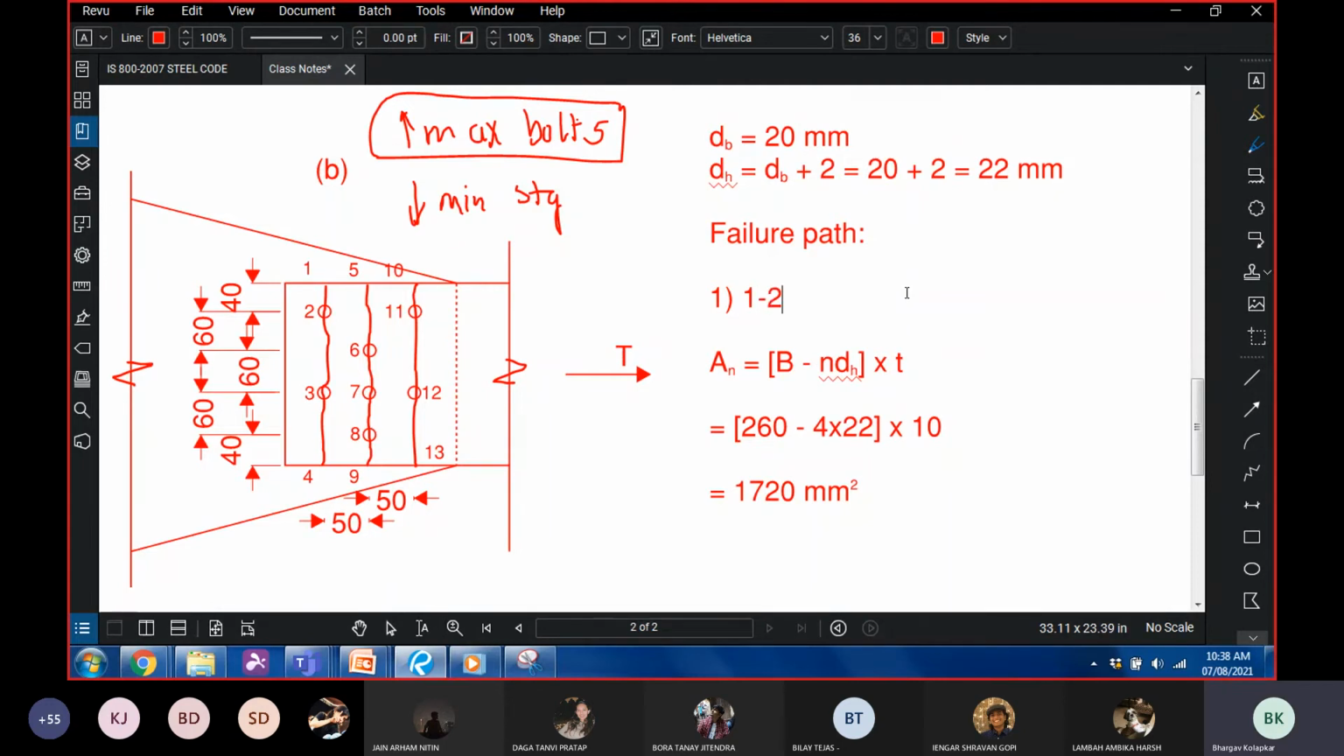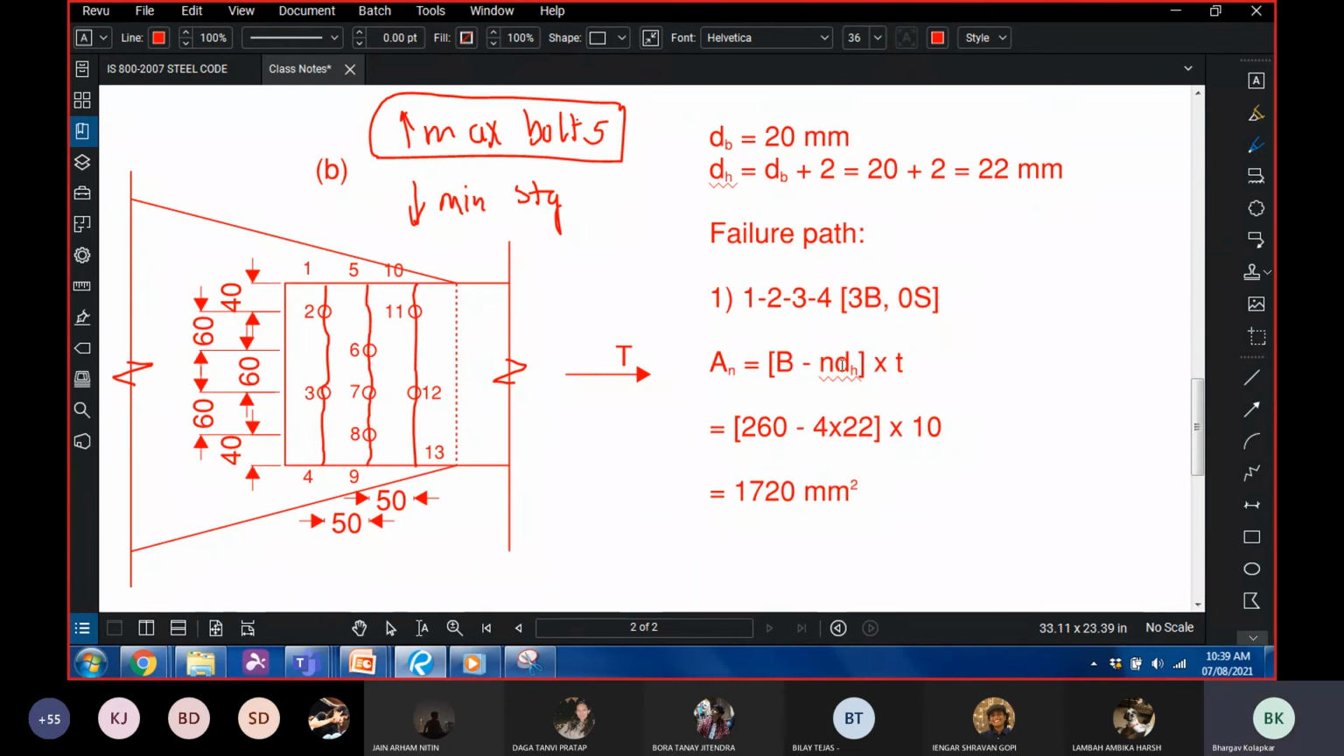But since we are doing it for the first time, let us sort of go by process. So the first possible failure path is 1, 2, 3, 4. In this path, okay, this is just for your understanding. Do not write this in the examination or do not think that this is the way to write it. In this path, you have 3 bolt holes, and you have no staggering arrangement.